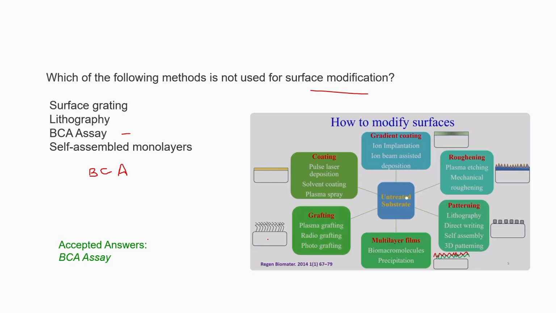whereas using plasma grafting, radiografting or photografting, we can coat a surface or modify a surface by grafting the polymers onto the surface. Then we have lithography, which is basically patterning, and self-assembled monolayers as well. So we can create patterns on the surface using these techniques. But BCA is just a protein quantitation assay, and so it is not a surface modification technique. So BCA would be the correct answer.